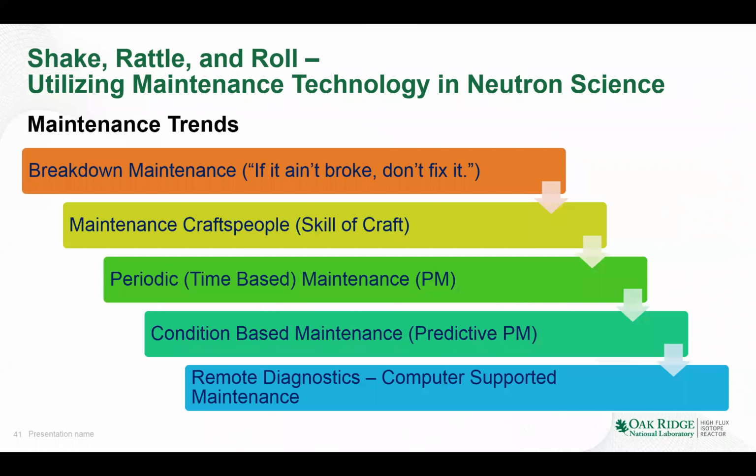This is a slide that I started out with 25 years ago, and it was kind of where we were going, but actually we're here now. Back in the day, as people like to say, it was breakdown maintenance. If it ain't broke, you don't fix it. Then you went to skilled craft people, where craft people would go around to their machines and say, this one doesn't sound right, maybe we need to check it out. Then we went to periodic or time-based maintenance, and then condition-based maintenance, which is what I primarily do.